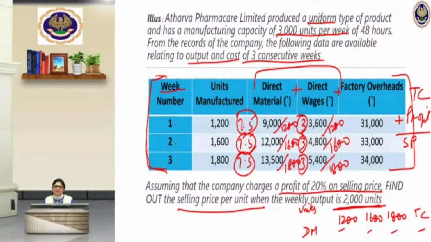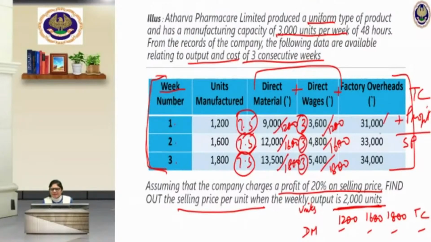I'm repeating, in variable cost, the cost per unit remains constant because the numerator, the total cost, and the total units change in equal proportion. That's why cost per unit always remains constant in variable cost. So direct material and direct wages are variable cost. All right. Now coming to factory overheads.